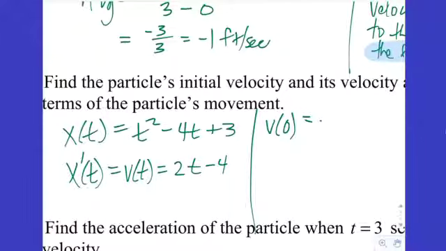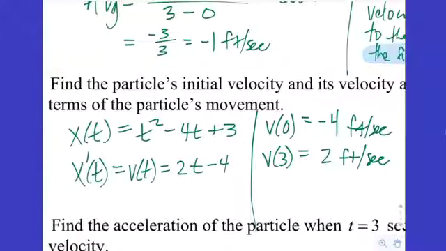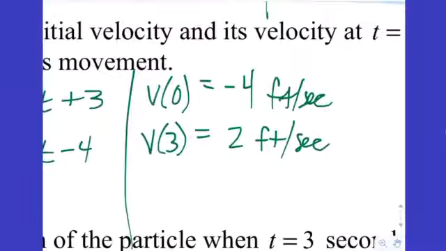It equals negative 4 feet per second, and v of 3 is 2 feet per second, if you plug it into the derivative. So you don't have to show those calculations because the notation on the left pretty much implies what it is you're doing. And so what does that mean? Well, I'll just say it here.